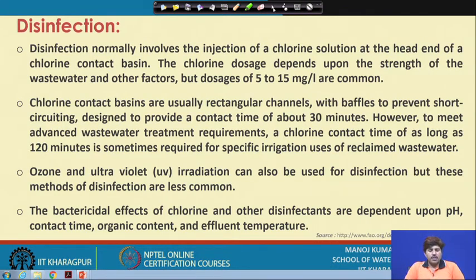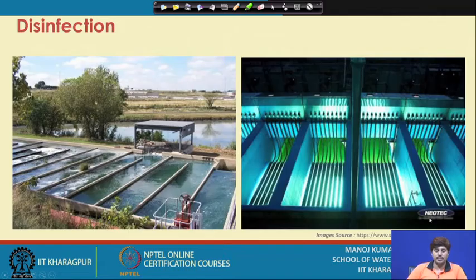Ozone and ultraviolet irradiation can also be used for disinfection, but these methods are relatively less common. The bactericidal effect of chlorine and the other disinfectants depends on the pH, contact time, organic content and the effluent temperature. So all these external factors also control the degree and quality of disinfection.